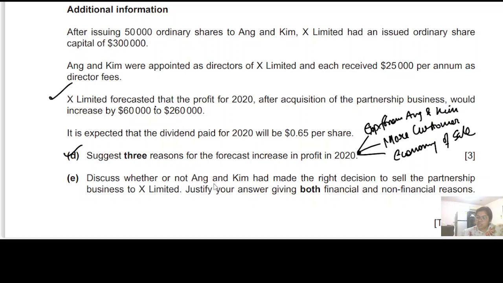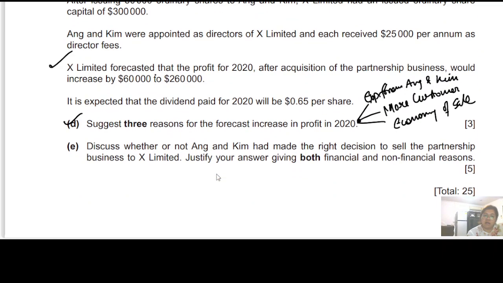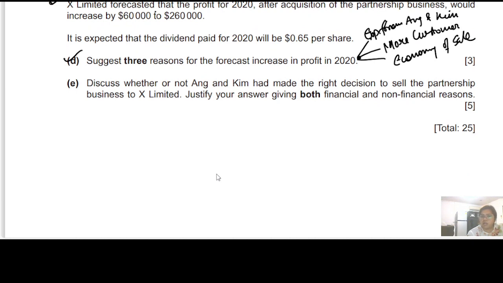In part E they discuss whether or not Ang and Kim made the right decision to sell the partnership business to X Limited. Justify your answer giving both financial and non-financial reasons. So this is a 5 marks question. First we are going to conclude our answer on the basis of financial reasons, and later on non-financial. First of all we have to analyze: Ang and Kim are both partners.